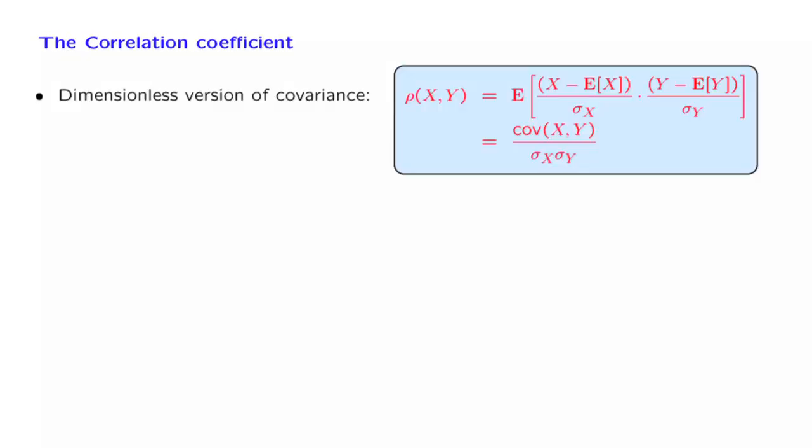A much more informative quantity is the so-called correlation coefficient, which is a dimensionless version of the covariance. It is defined by this formula here. We just take the covariance and divide it by the product of the standard deviations of the two random variables. Now, if x has units of meters, then the standard deviation also has units of meters, and so this ratio will be dimensionless, and it is not affected by the units that we're using. The same is true for this ratio here, and this is why the correlation coefficient does not have any units of its own.